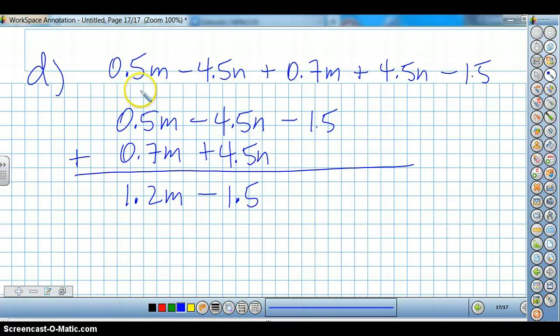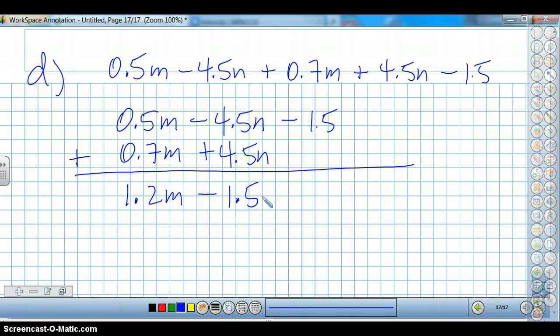And final example, using decimals, and now using 2 different letters: 0.5m minus 4.5n plus 0.7m plus 4.5n minus 1.5. Again, alternate the letters: 0.5m minus 4.5n minus 1.5 plus 0.7m plus 4.5n. And then we just look at everything in columns. This column here, if you add these two, becomes 1.2. This middle section here becomes 0, and we're left with the negative 1.5.